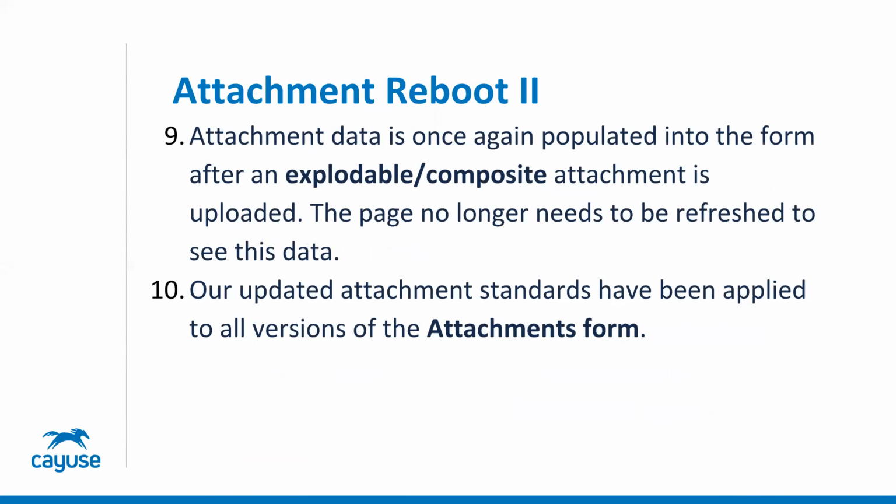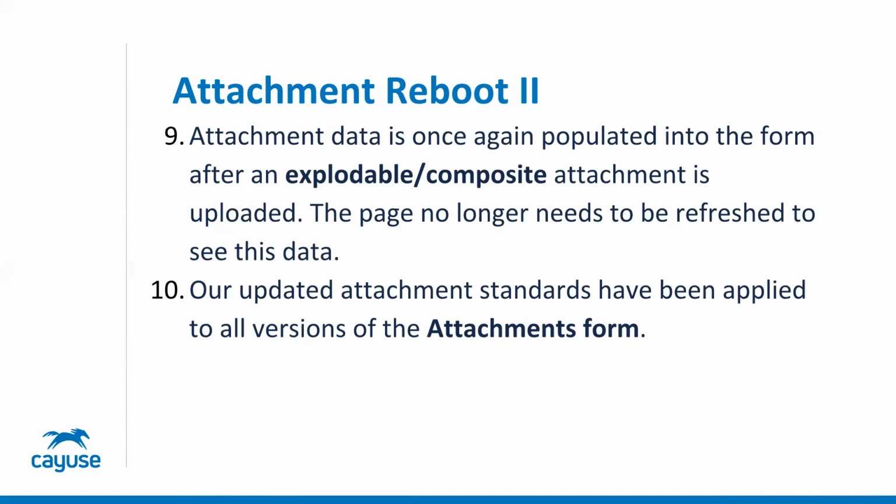And then last but not least, on those attachment points that we call composite or exploitable attachments, they were working just fine before, except that whatever had been exploded onto the page wasn't showing up until you did a refresh of the page. So that's the issue that's been fixed here. Again, the information was populated into the form, it just didn't show. And so that's now been resolved. As soon as you do a composite attachment, it will show up immediately. No refresh needed.